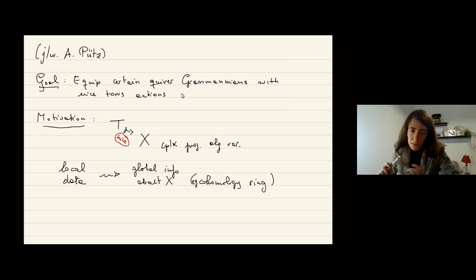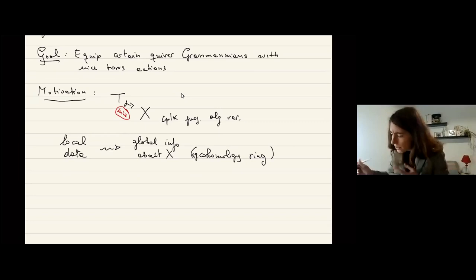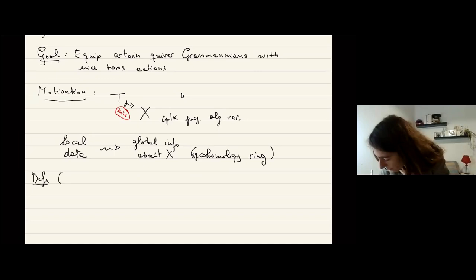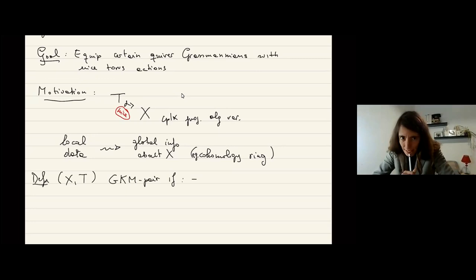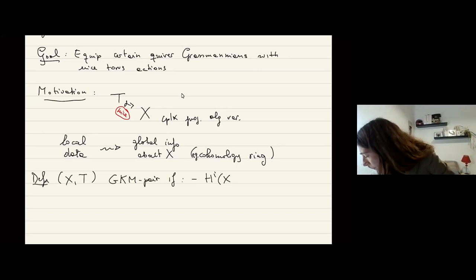So let me explain what nice means. For me, nice means the following. X and T are nice, otherwise said, are a GKM pair, if the first thing I ask for, which is actually a niceness property of X, is that I want all cohomology groups H^i to vanish unless i is even.